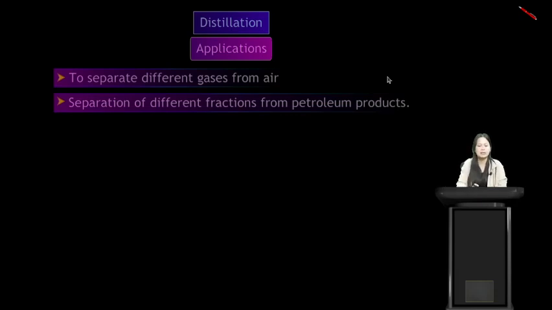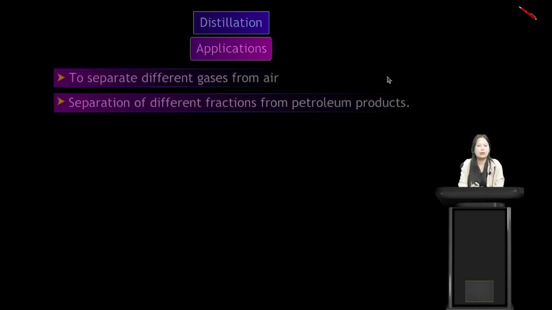When we heat the mixture of water and acetone, acetone will evaporate first, and then in the condenser it will condense back to acetone, which is collected. The water remains in the flask. Yes, so this is how we separate miscible liquids by using the distillation method. Some applications of distillation include separating different gases from air, and separating different fractions from petroleum products.